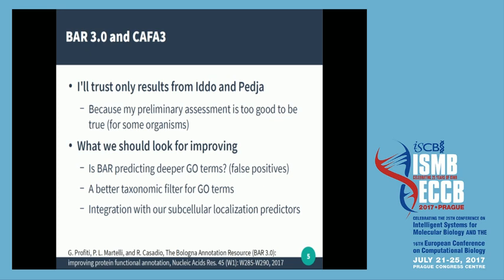But this is a chance. CAFA is always a chance to find new ideas on how to improve the method. For example, I'm going to check if we are predicting GO terms that are deeper than the actual one. So we are getting false positives because we are more specific, or we are getting false positives because we are out of that branch. And we are also integrating our predictors for subcellular localization to improve the method.